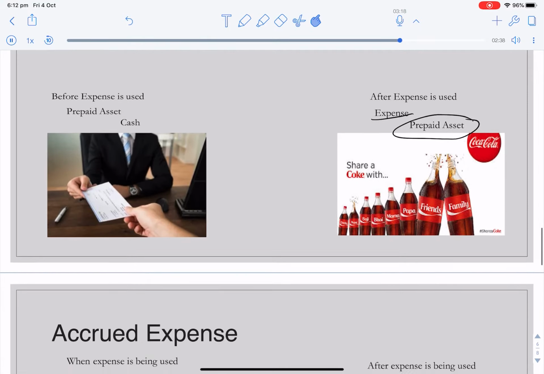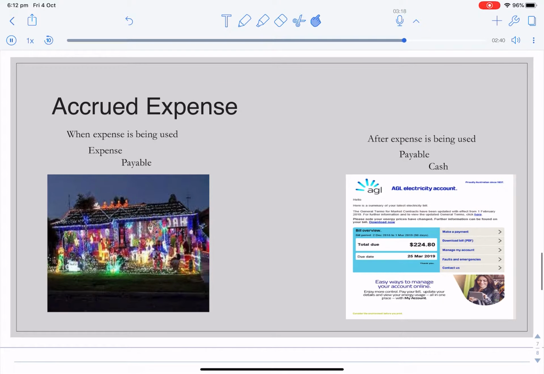The final scenario regarding adjusting entries is accrued expense, where expenses are incurred before payment. For example, let's say it's Christmas time and you decorate your whole house with lights. You using up the electricity on the day is an expense, one that you do not pay for until the end of the period. So the entry recorded first is debiting expense and crediting a payable.